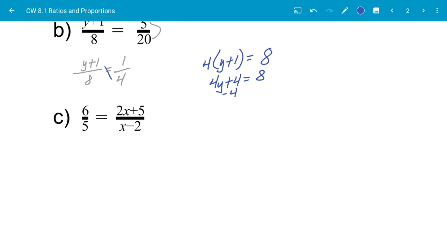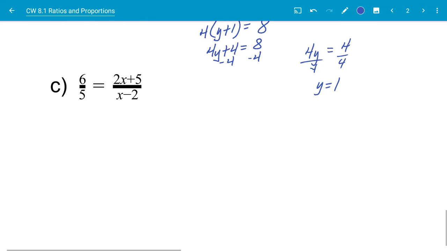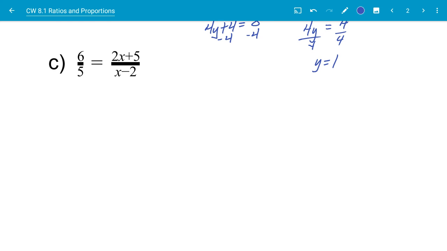I'm going to subtract 4 from both sides. I'm going to slide over here so I stay out of the way of the other one. That's going to give me 4y is equal to 4. You can tell by here, I'm going to divide both sides by 4. y is equal to 1. And so I can get that there. Now let's take a look at the next one. I can't reduce anything, so I'm just going to cross multiply.